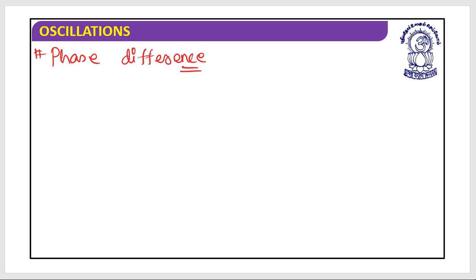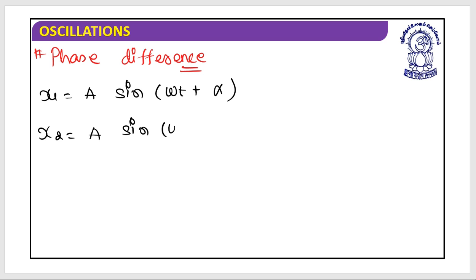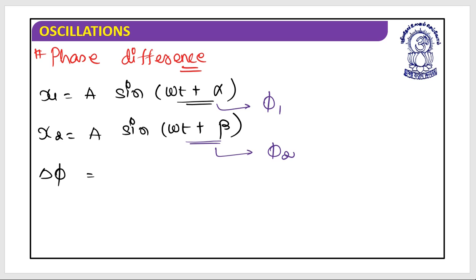So let's take an example and understand what phase difference is. Let's suppose I have one function which says x1 is equal to a sine omega t plus alpha, and a different function which says x2 is equal to a sine omega t plus beta. If I want to find the phase difference, let's call it delta phi, then what I need to do is take the phase of this as phi 1, take the phase of this as phi 2, and compute phi 2 minus phi 1.